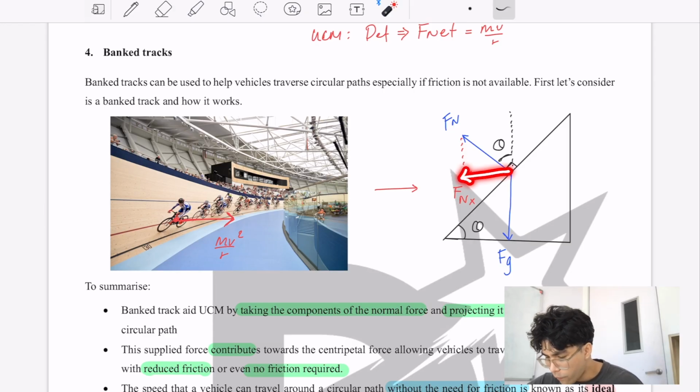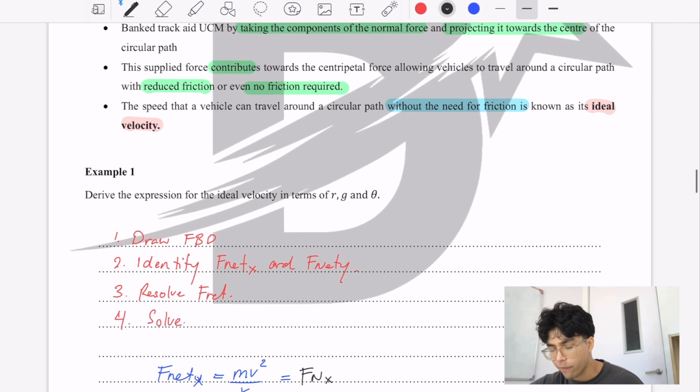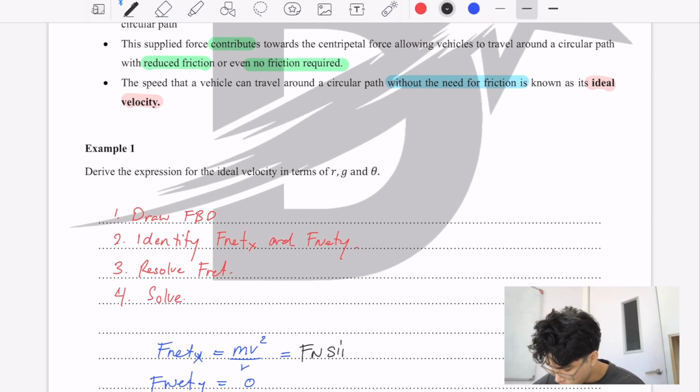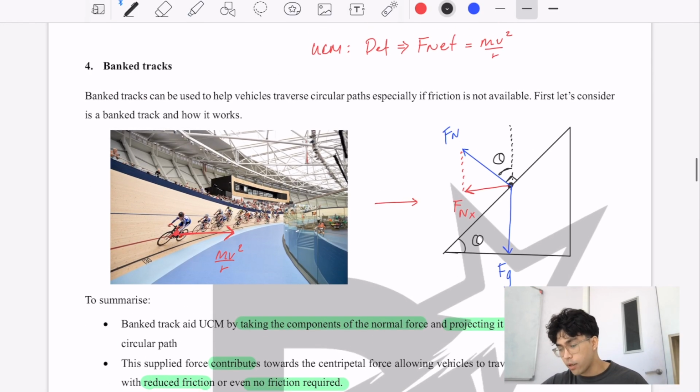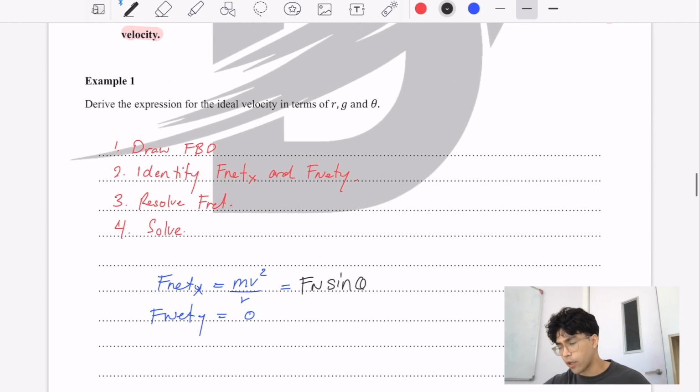Okay, Fnx is equal to, take Fn, here's the angle, yeah? You're moving away from the angle, what's the rule? Away from the angle is sine theta. So Fnx is Fn sine theta. Are we done? Is that the only force in the x-axis? Let's have a look again. Yeah, it is, yeah? Okay, cool.